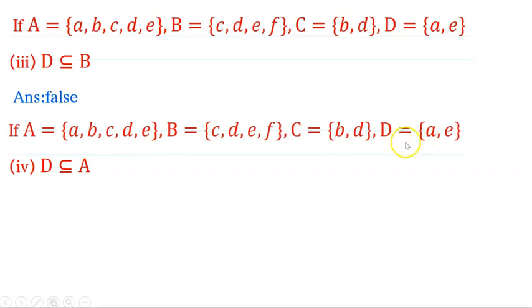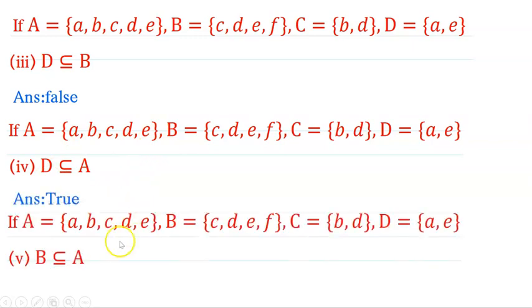Next, D is a subset of A. Now see this, D has the elements A and E and A also has the elements A and E, and therefore D is a subset of A. This is true.